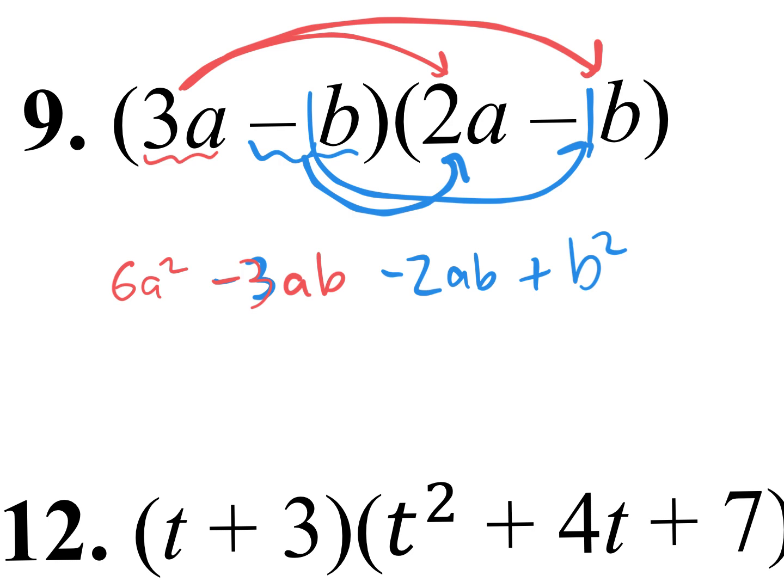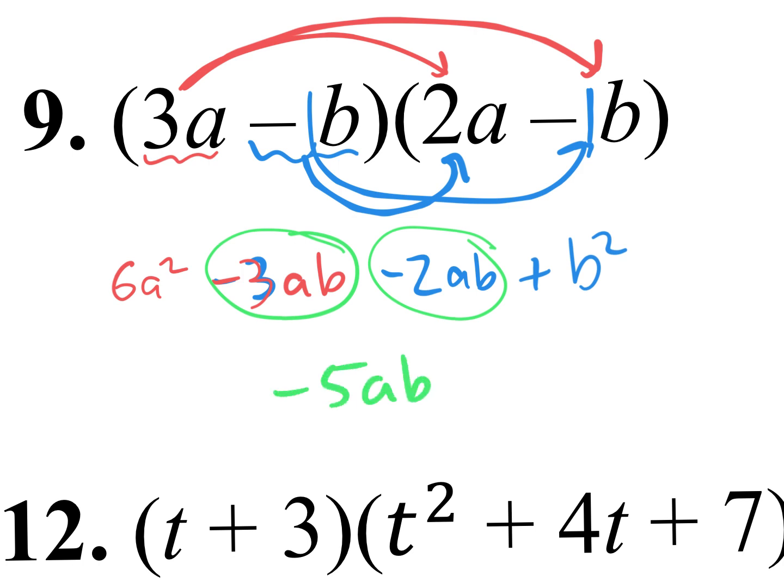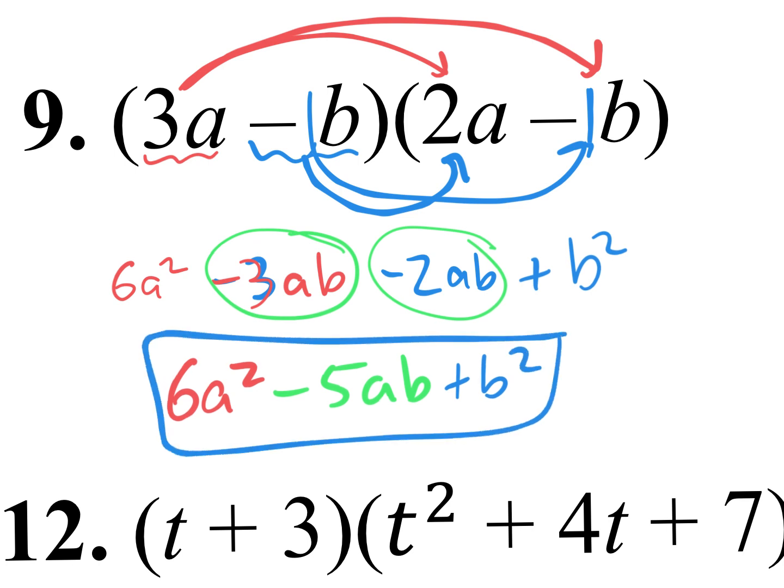Out of those four terms, what could you combine? The two middle terms are alike. You got negative 3 of these ab terms with negative 2 of those ab terms. It's like if you owed $3, you owed $2, you're going to owe 5 of those ab terms together. What about the 6a squared in the front? Bring it down. What about the b squared at the end? Just bring it down. And there's your final answer for this question. What do you think?